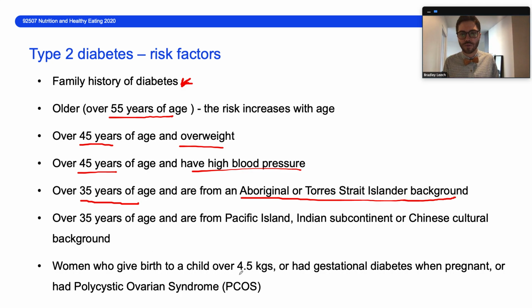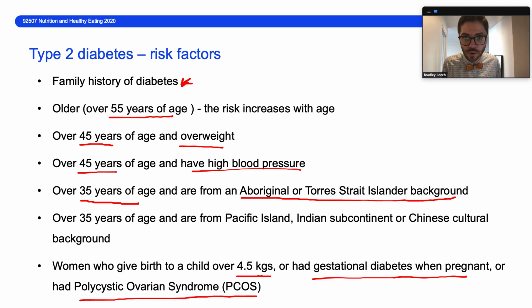Women who gave birth to a child of 4.5 kilos, or had gestational diabetes when pregnant, or have polycystic ovarian syndrome are also at risk. Individuals with PCOS are at a greater risk of type 2 diabetes because the contributing factors of both are a result of insulin resistance.